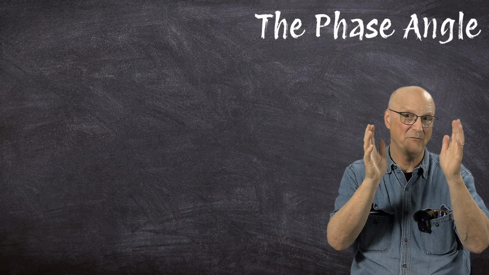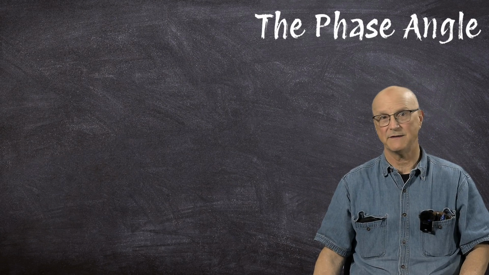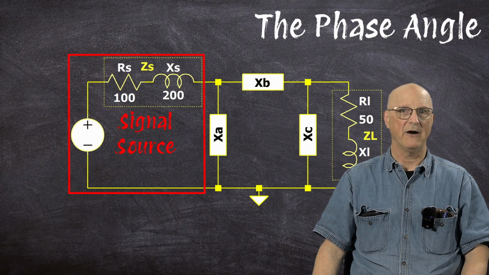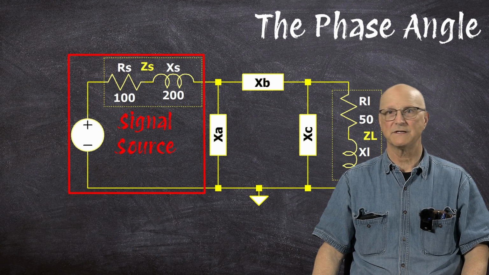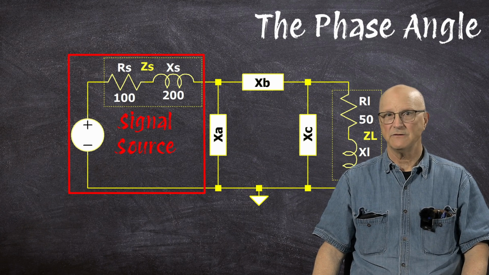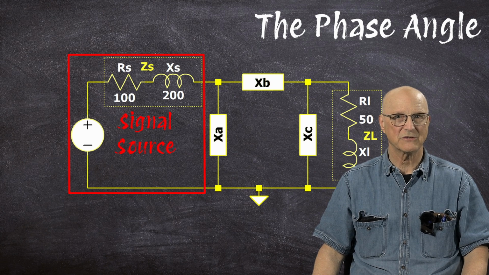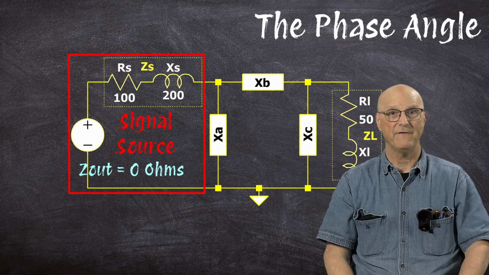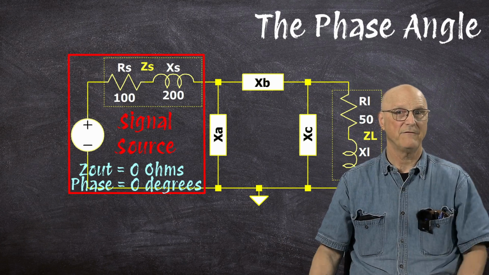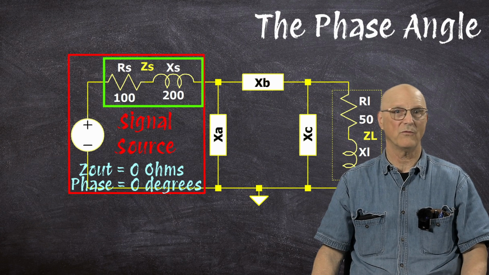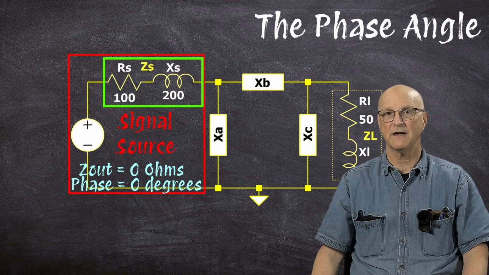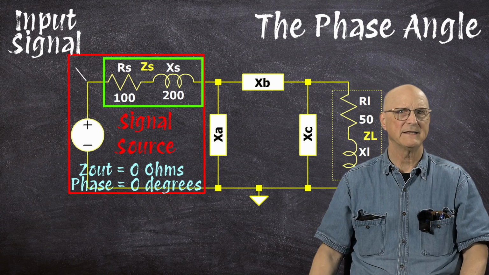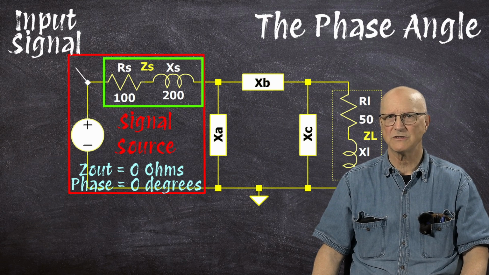Okay, so what do I mean by the input signal in this context? Well, in this example, we have a signal source which has an output impedance of 100 plus J200. This signal source consists of a perfect voltage source which has an output impedance of 0 ohms and a phase of 0 degrees, followed by a series resistance of 100 ohms and a series inductive reactance of 200 ohms. This input signal is the output of this perfect voltage source.